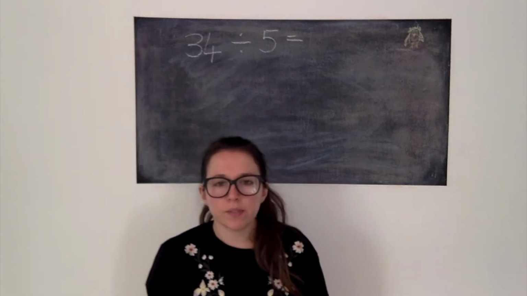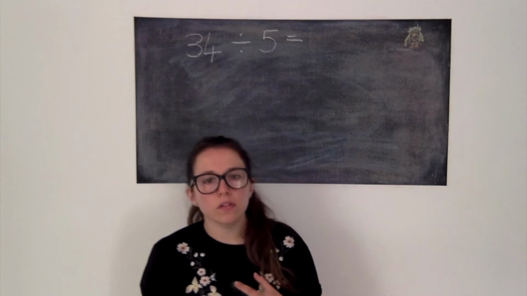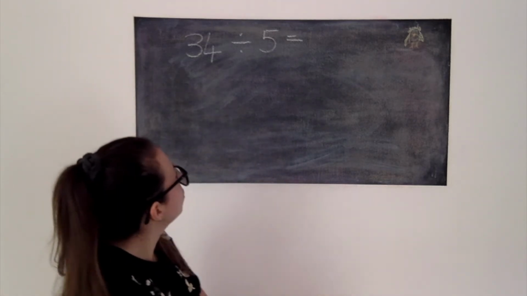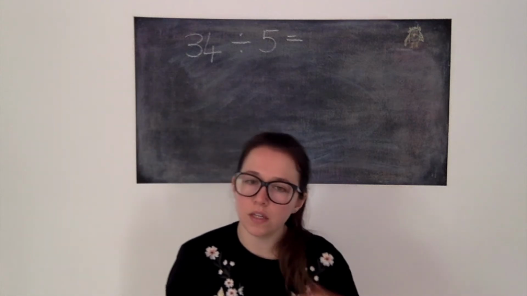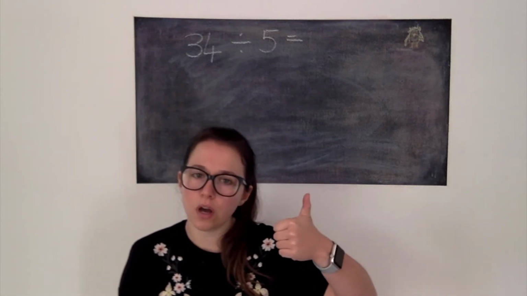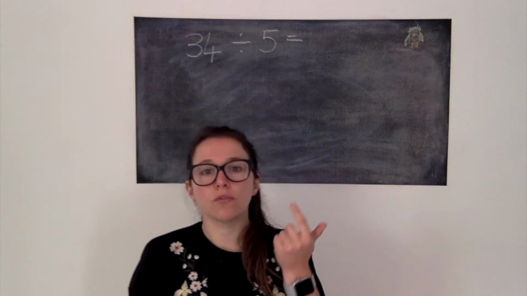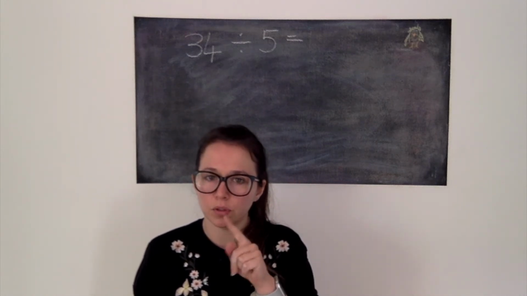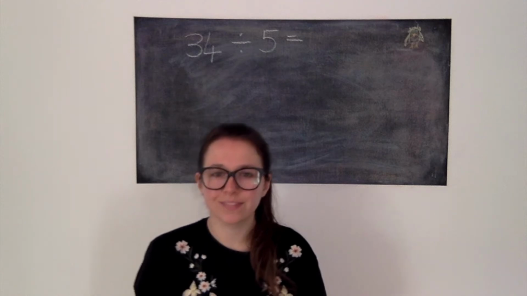There's quite a lot of steps to that, so I want you to have a go now. It's time to pause the video and have a go yourself. Your question is 34 divided by 5. So think, how many full groups of 5 have you got? Write it as a remainder, write it as a fraction, and then see if you can turn that into a decimal. Rewind the video to help you.